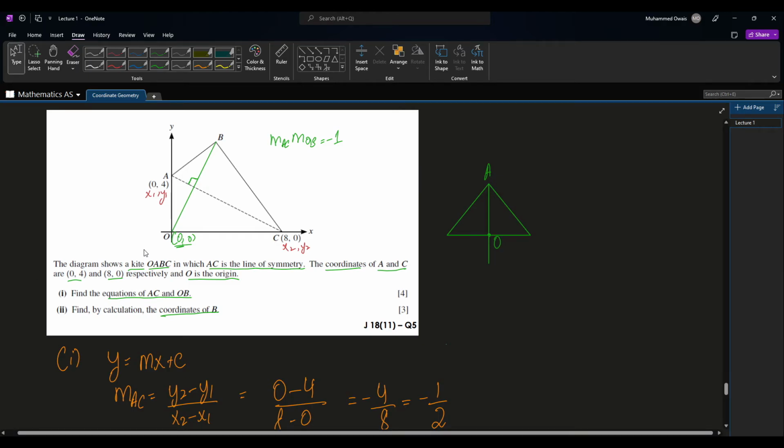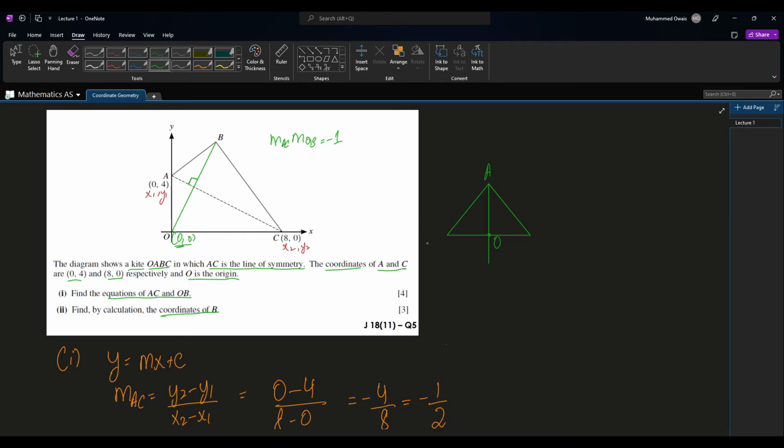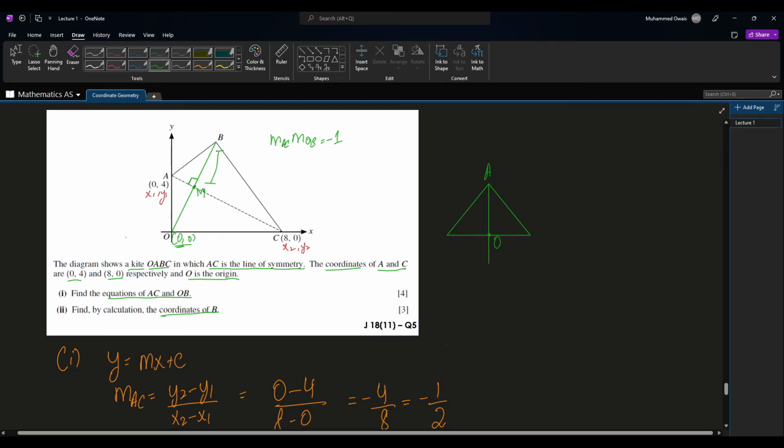What we can do is, as we know that this line AC basically divides this kite into two equal parts as it is the line of symmetry. So what does this mean? This means that this point will be the midpoint of the line OB. What is a midpoint? Basically, we already know that as it is a midpoint, the distance from here to here and from here to here will be the same. Alright, it is cutting it equally.